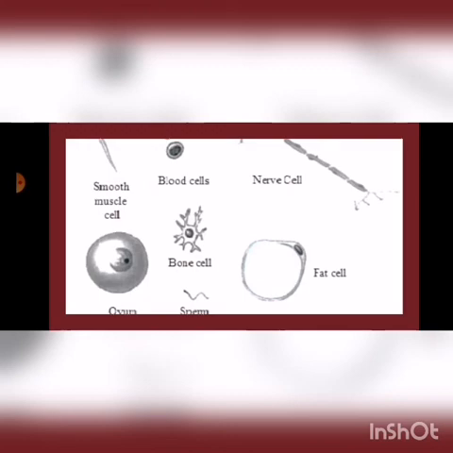Next we go to cell structure and function. In a unicellular organism, a single cell performs all the basic functions of life, but in a multicellular organism there is a division of labor. Next class we will meet the new topic, parts of the cell.